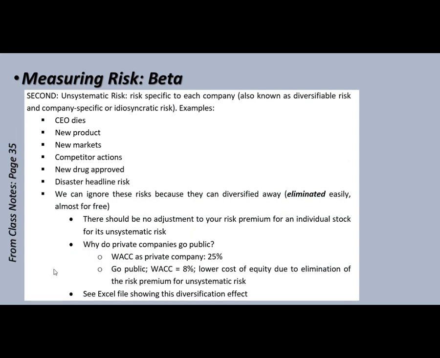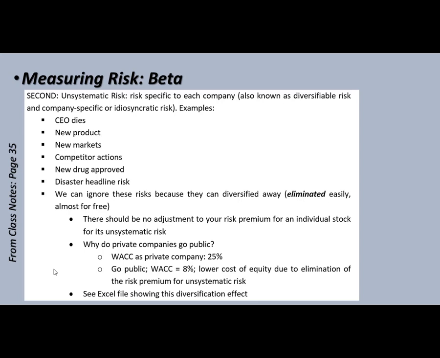Real quickly before that, what is unsystematic risk? Unsystematic risks are those things that are specifically tied to the company. Something happens to the CEO, they offer a new product, they go into a new market, or maybe they have a product that's not approved by the regulators, a competitor does something, a disaster hits the headlines. We can ignore those risks. Why? Because they're eliminated easily by just diversifying your portfolio. You're not going to get a higher expected return because you have a firm that has high unsystematic risk, because you can eliminate those. This is one of the reasons firms go public.